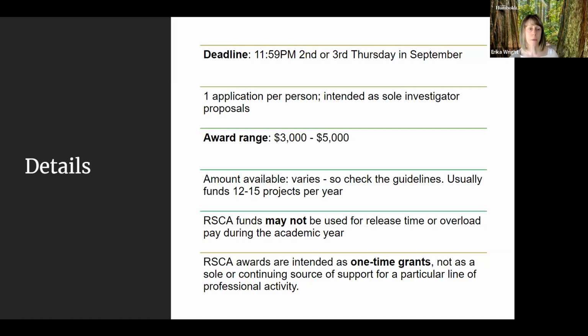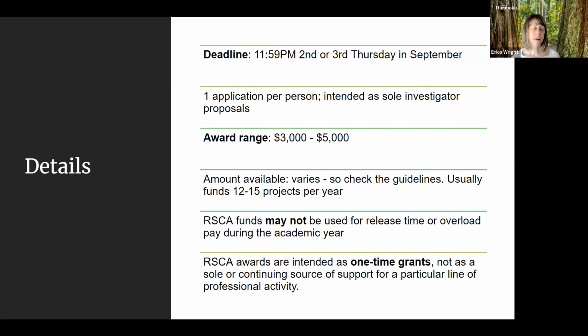The amount that's available as to how much funding we have available varies by year. And so check the guidelines for that year. Usually we are able to fund between 12 to 15 projects every year. And that is very consistent. But again, the actual amount is not the same every single year. And please note that RSCA funds may not be used for release time or overload pay during the academic year. So that's really critical that you realize that and that you don't try to write that into your proposal.